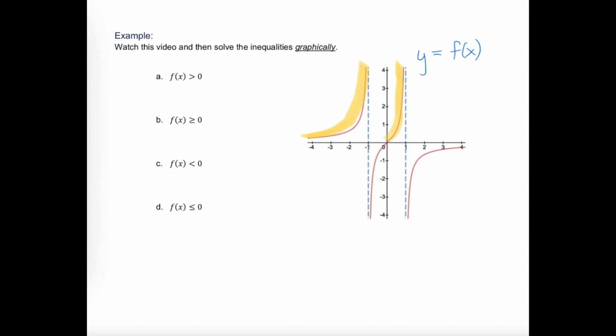Now, in this rational function, we see that we have two vertical asymptotes. One is happening at x is equal to -1, and the other is happening at x is equal to +1. Let's notice that these are not included in the domain. These are domain restrictions. These x values cannot be part of any of these solution sets. If it's not in the domain, it cannot be part of the solution sets.